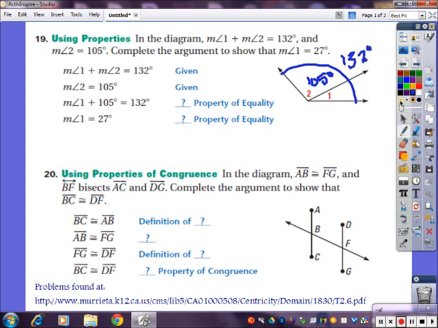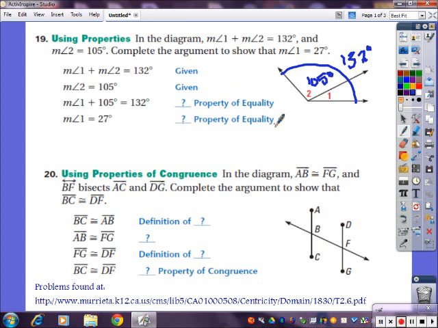And they're saying, if that's true, complete the argument to show that the measure of angle 1 equals 27 degrees. They're saying because the whole thing's 132 and angle 2 is 105, angle 1 has to be 27 degrees. And this is something that could be intuitive, but remember, we're not trying to figure out obvious things. We're trying to support the argument that obvious things are true.